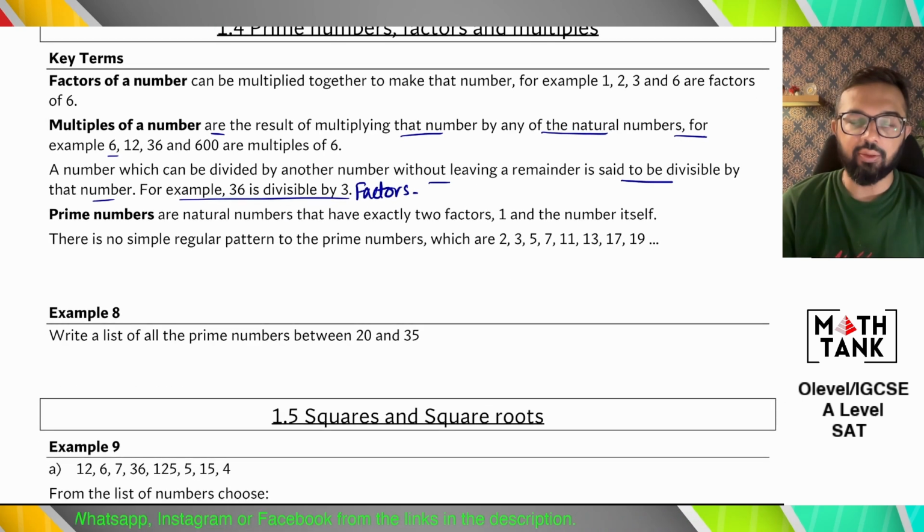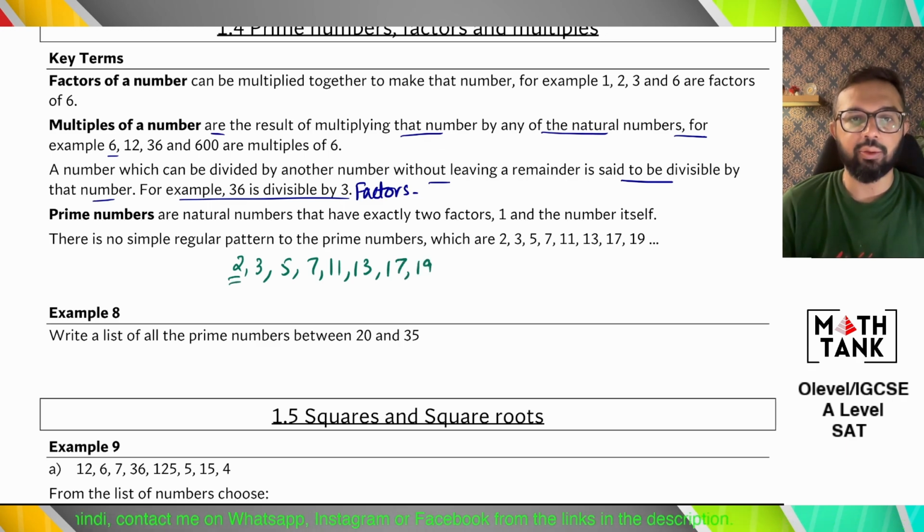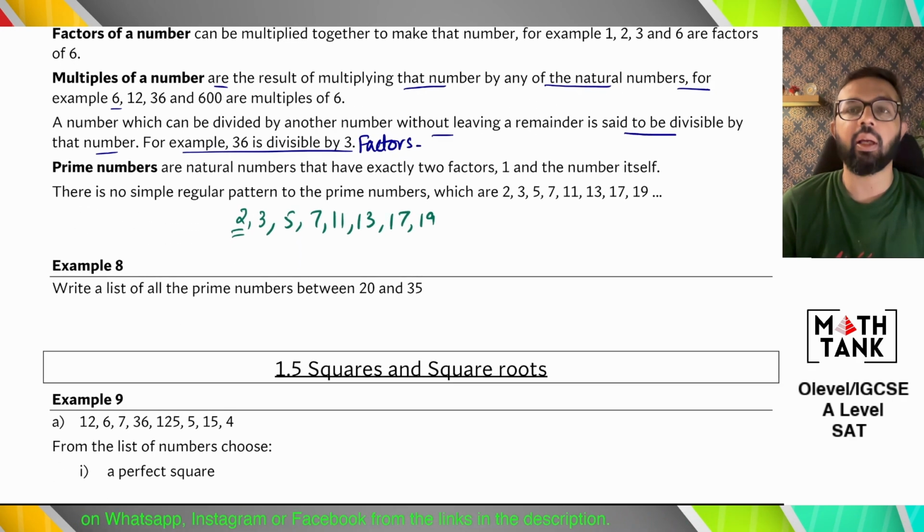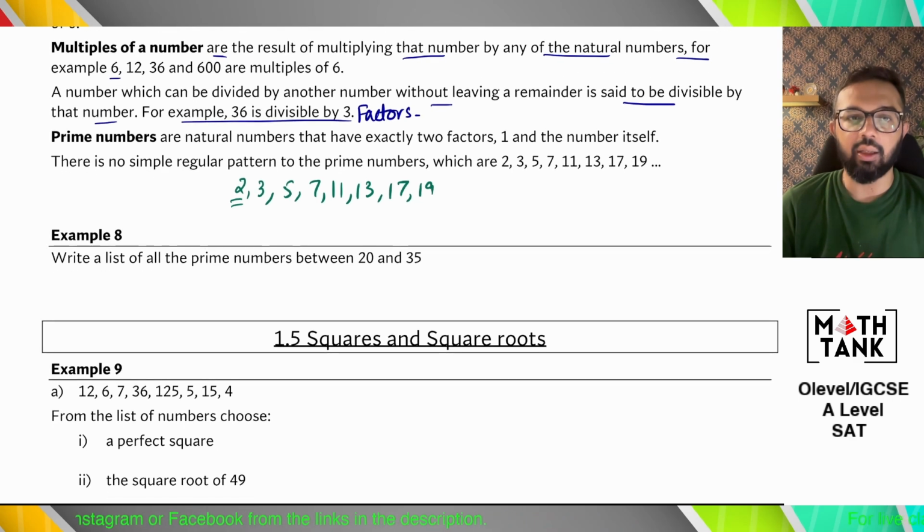Okay. Then what are prime numbers? Prime numbers are natural numbers, so they're counting numbers, that have exactly two factors: one and the number itself. So what are the prime numbers then? The first prime number is 2. 1 is not a prime number. Remember that. All other prime numbers are odd. The only even prime number is 2. Remember that as well. This is going to come in handy later on.